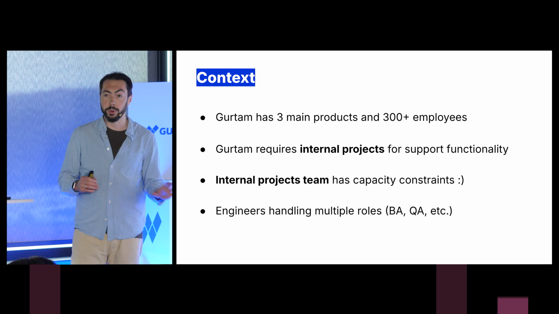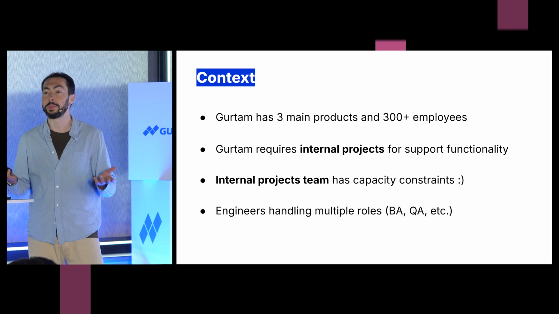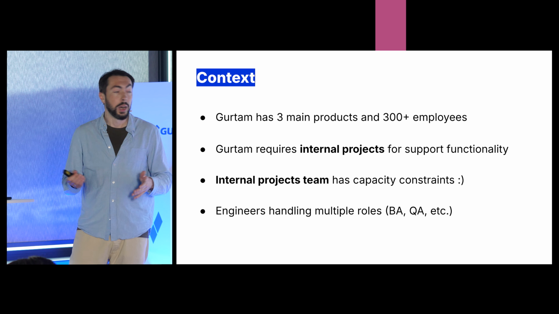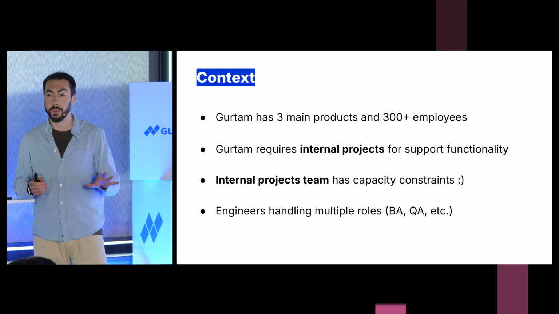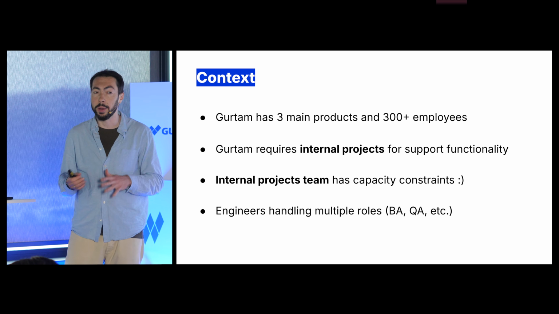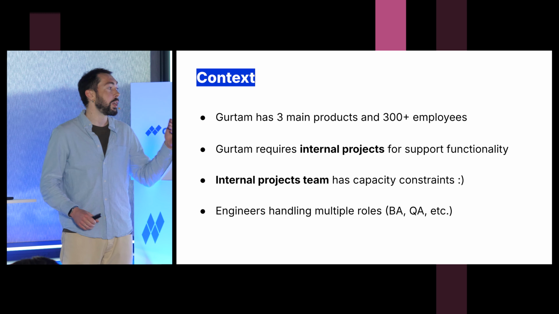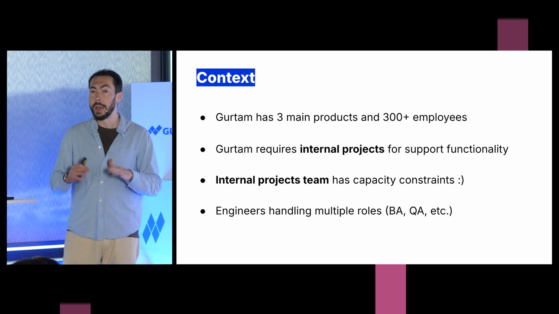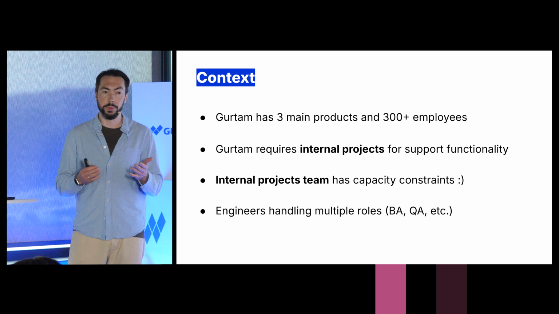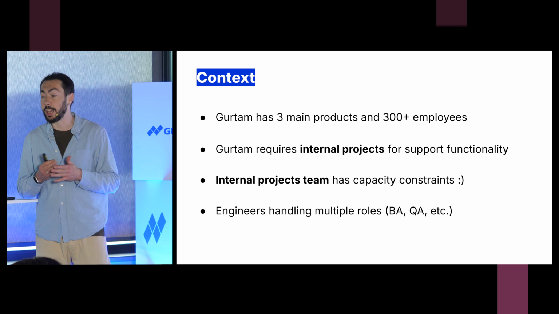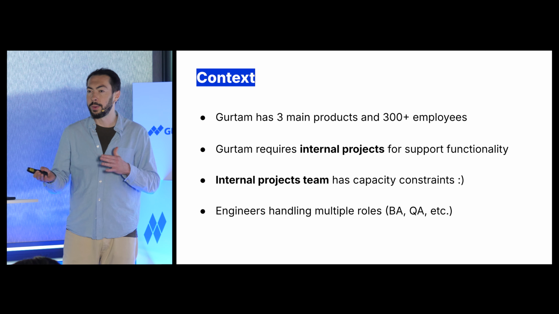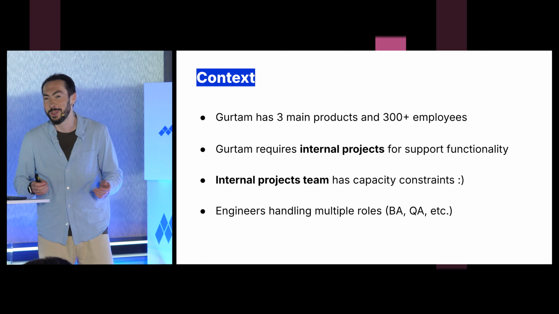But first of all, I'd like to build some context between me and you, because as I told you before, internal projects have some specifications. As you may know, Gurtam has 3 main products, and makes some profit from them, and so on. And Gurtam has more than 300 employees, and this size of company requires some internal products for successful communication between departments, between cross-functional departments. Guys from EPAM or Vention might understand that quite well.